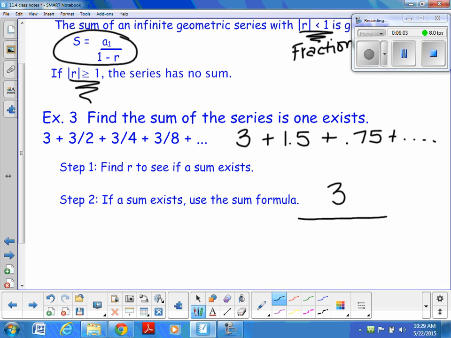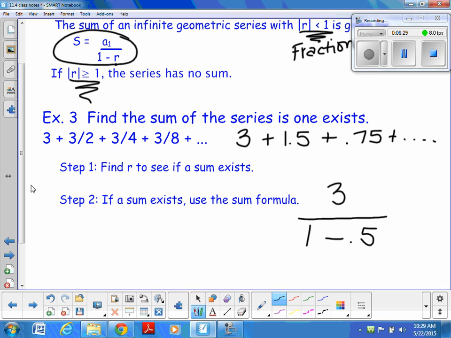Divided by 1 minus, all we have to do is find the r, plug it into your calculator, done with the problem. And the ratio is 1/2, yes. 1/2 of 3 is 1 1/2. 1/2 of 1 1/2, 1/2 of $1.50 is 75 cents. So again, you can use 1/2 or you can use 0.5.